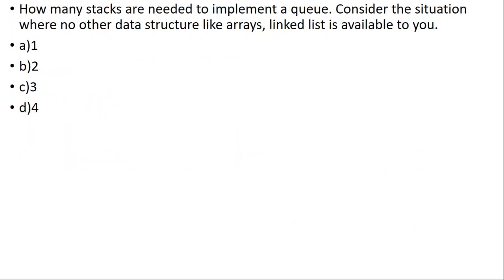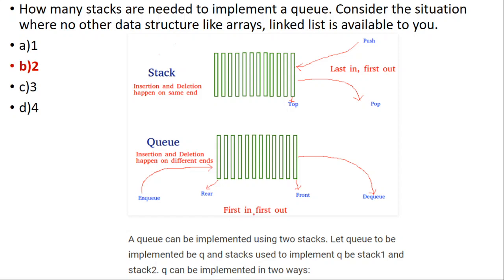How many stacks are needed to implement a queue? Consider the situation where no other data structure like arrays, linked list is available to you. Answer is 2. A queue can be implemented using two stacks. Let the queue to be implemented be queue and stacks used to implement queue be stack 1 and stack 2. So queue can be implemented in two ways.